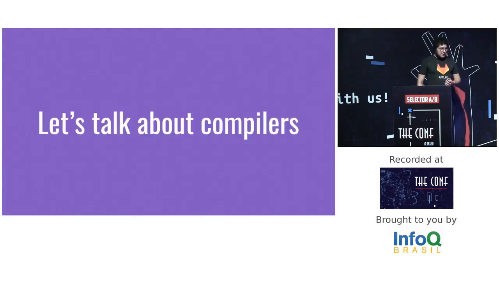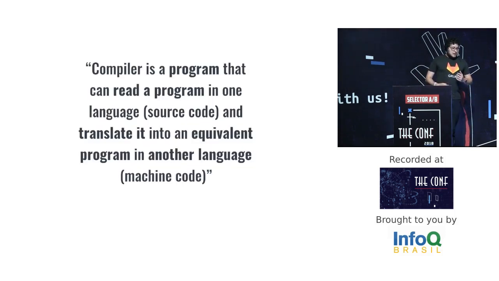And the way to fix this is not actually to keep the simple find and replace. So let's take a look at how we can use compilers to help us here. A compiler is a program that can read another program in one language, the source code, and can translate it into an equivalent program in another language. So this is the formal definition, and we usually use a compiler to get source code into machine code.